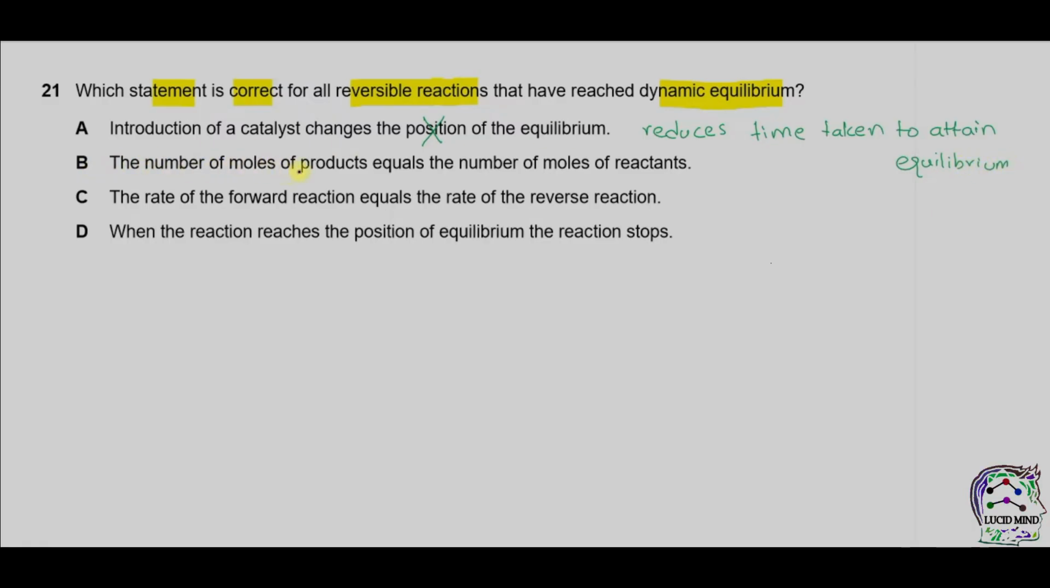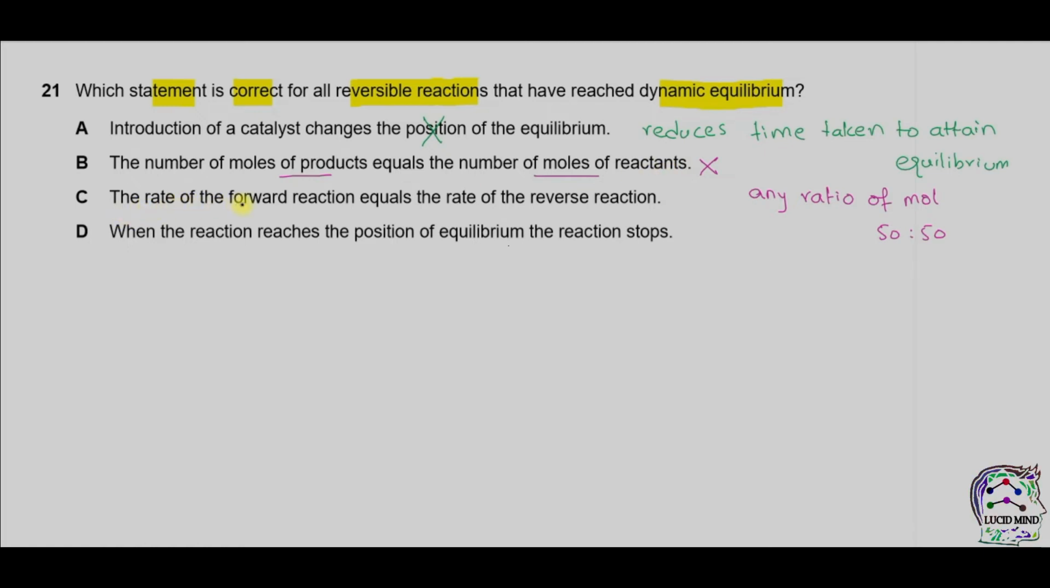Part B. The number of moles of products equals the number of moles of reactants. Now this is not true for dynamic equilibrium because equilibrium can be established at any ratio of number of moles. It is not necessary 50-50. It can be any ratio between reactants and products. So therefore this statement is incorrect.